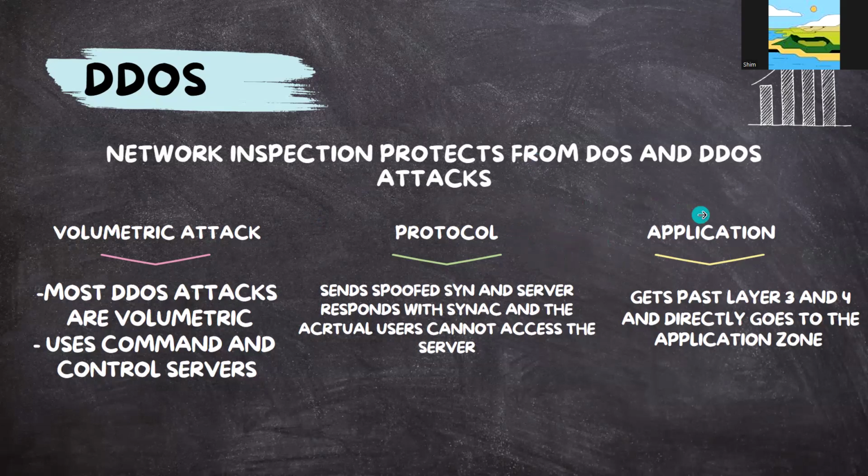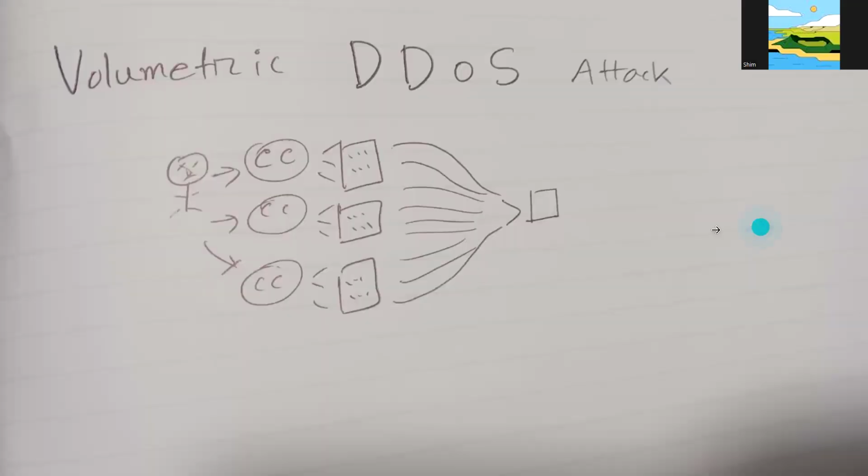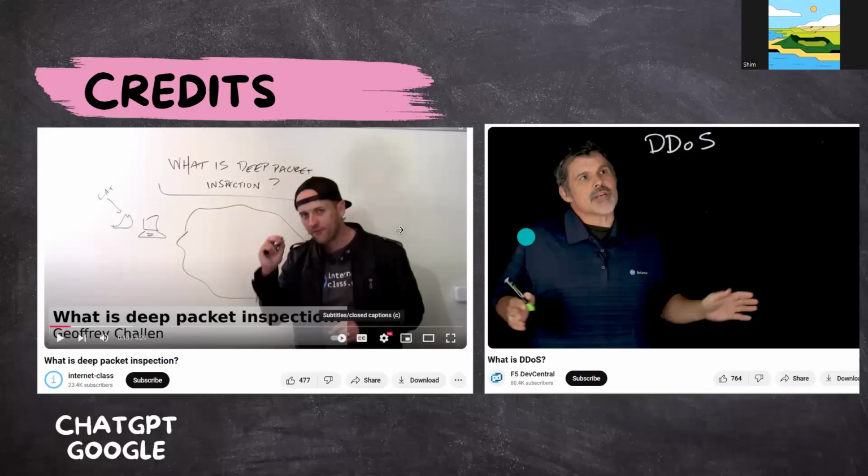So that is all for the traffic inspection video. My sources were YouTube videos, ChatGPT and Google.